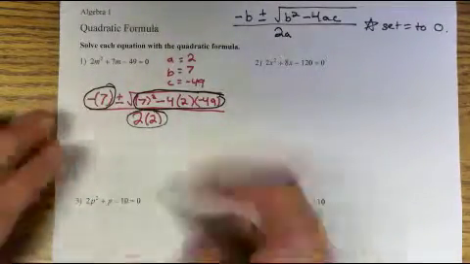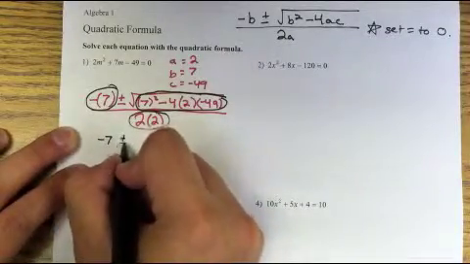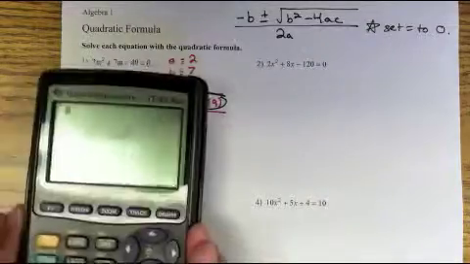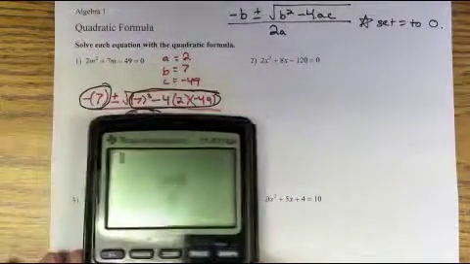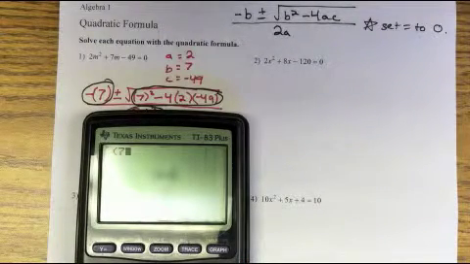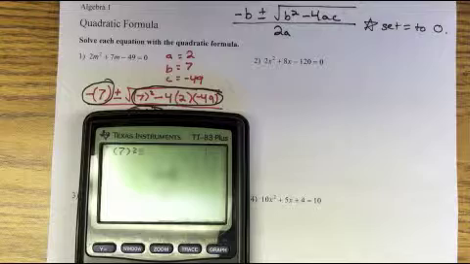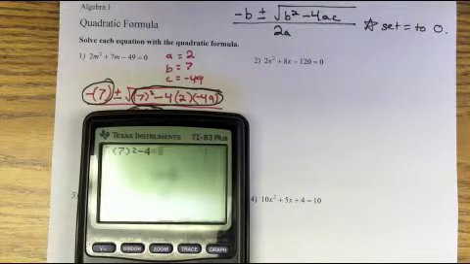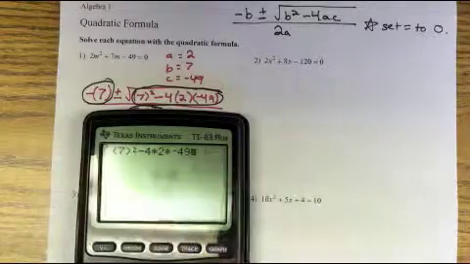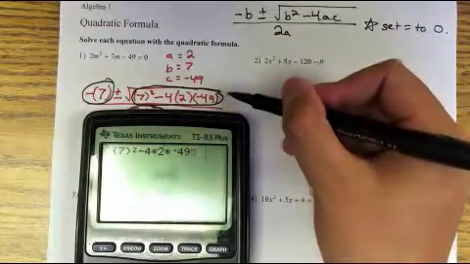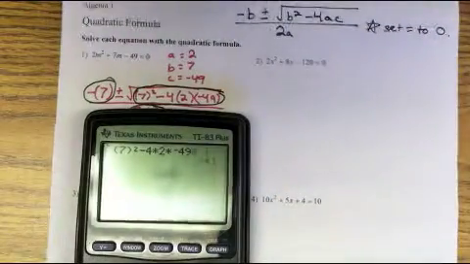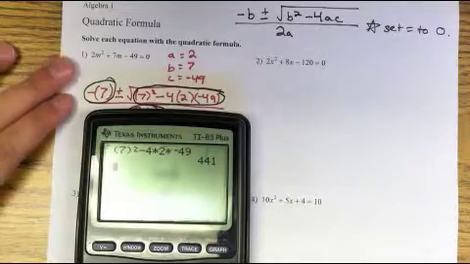So what's the opposite of negative 7? 7. Okay? In your calculator, let's go ahead and type this in. We have open parentheses, 7, close parentheses, squared, minus 4 times 2 times negative 49. Do you see how I wrote that? That's exactly what it looks like, right? Pretty much, except the parentheses around these guys. And you can, if you want to, hit enter. I got 441.